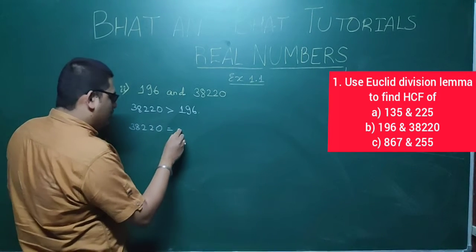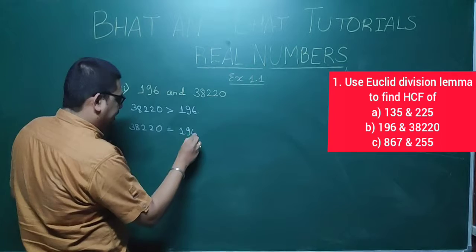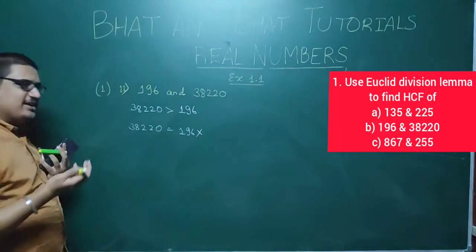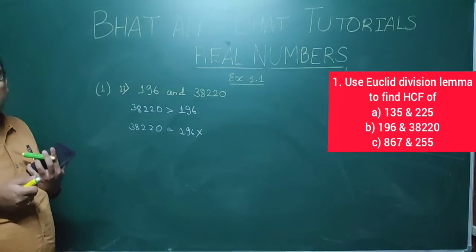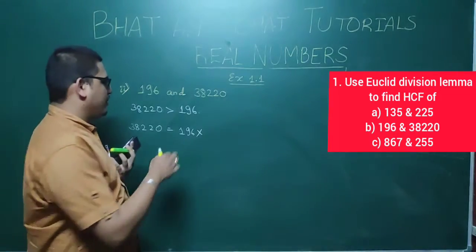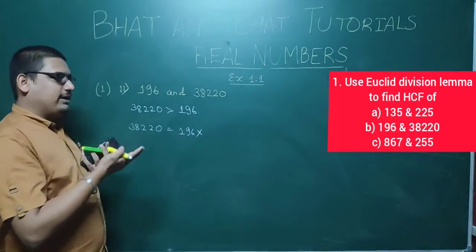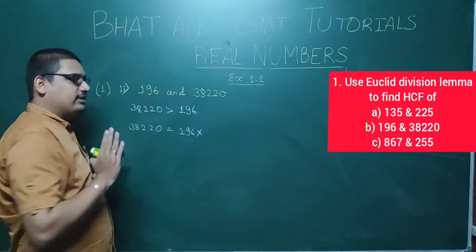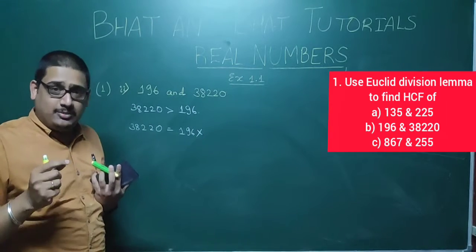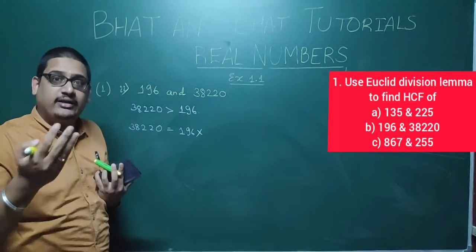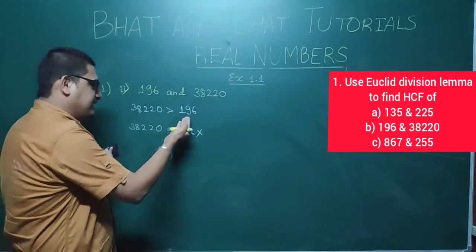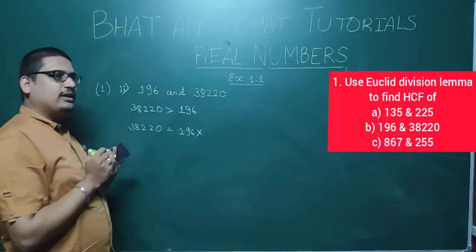So what is my b? 196 into quotient. How do you find the quotient? You should do actual division. So 196 ten times is 1960, very much lower than 38,220. Let me say 196 into 100. What do you get? 19,600. Still it is smaller than this.